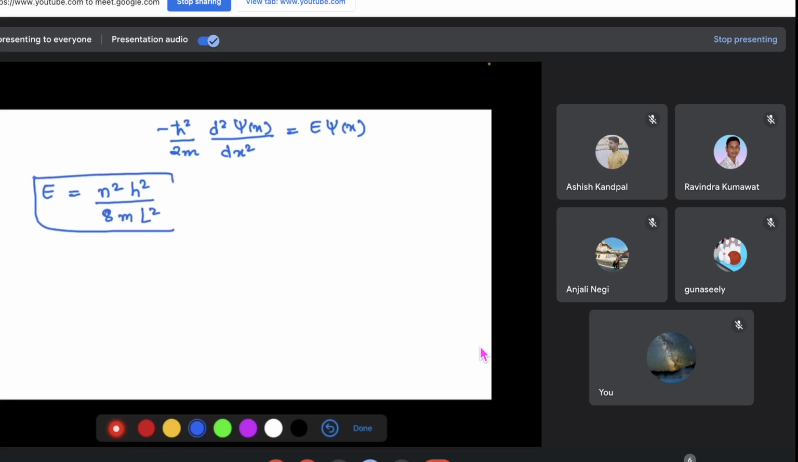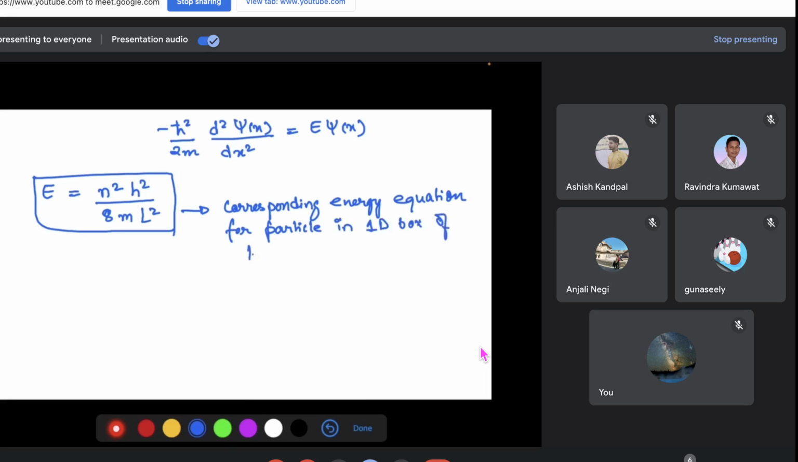Here, this is the corresponding energy equation for a particle in a one-dimension box of length capital L.